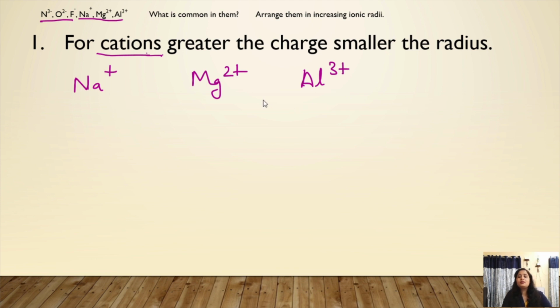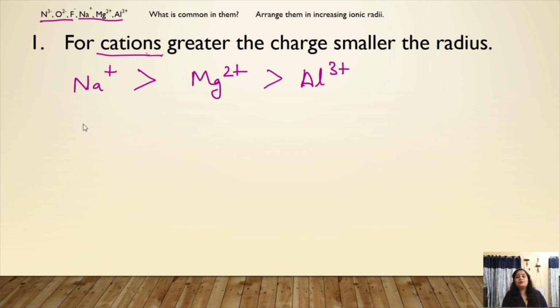These are the cations. For cations, greater the charge, smaller the radii. Which is greater in charge? Aluminium 3 is greater than magnesium, and magnesium ion is greater than sodium ion. So, greater charge, smaller radii. When we compare these two, this one has greater charge, so smaller radii. Smaller charge, greater radii. In the same way here also, greater charge, smaller radii. Smaller charge, greater radii. Understand?